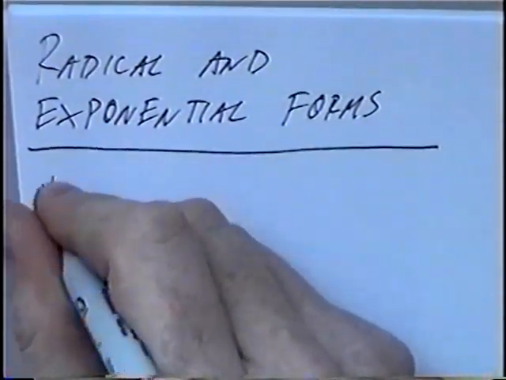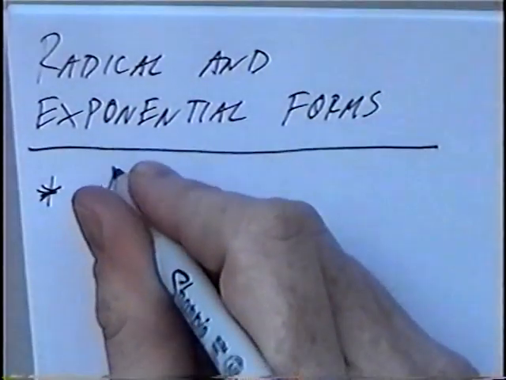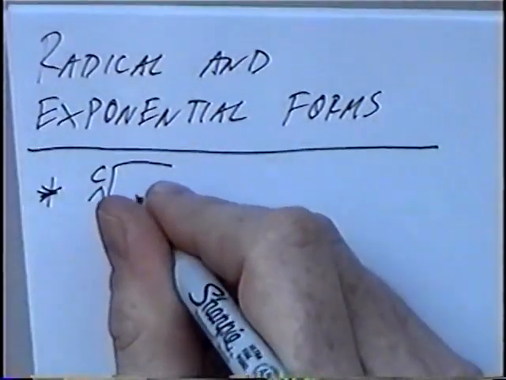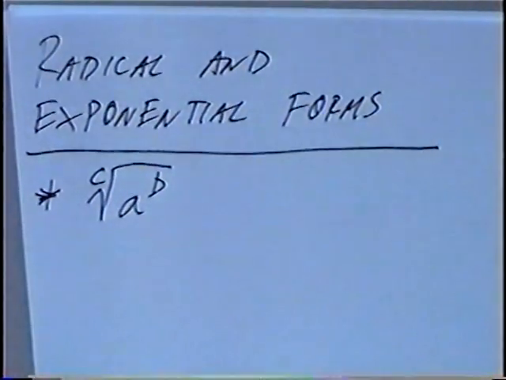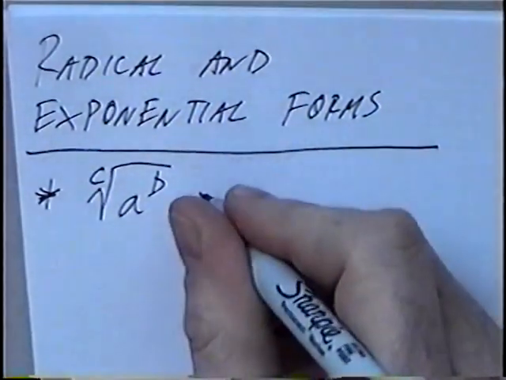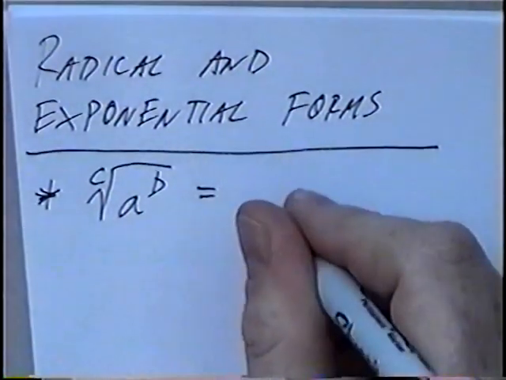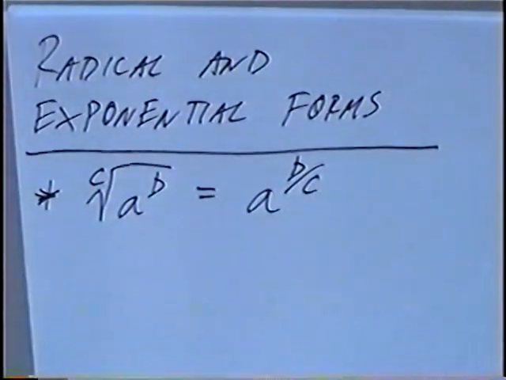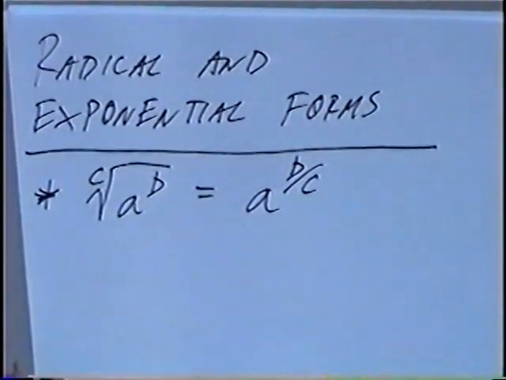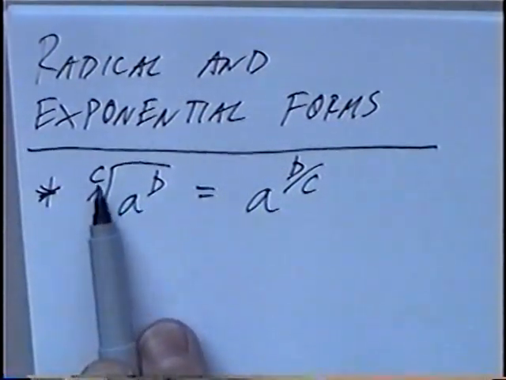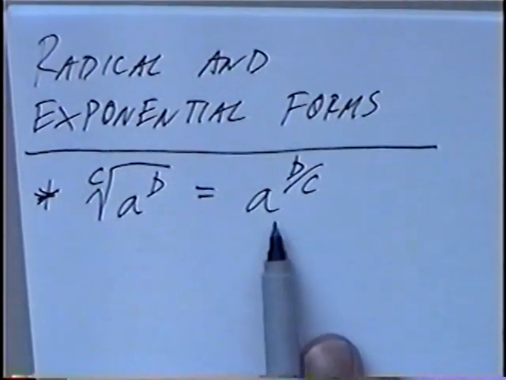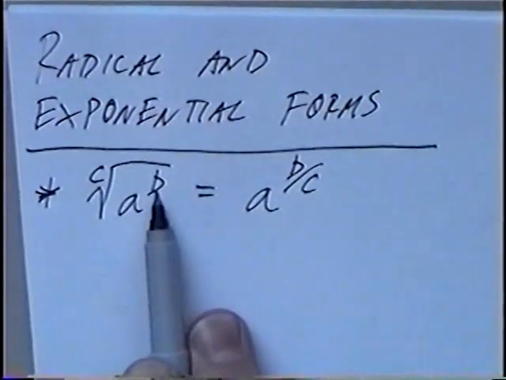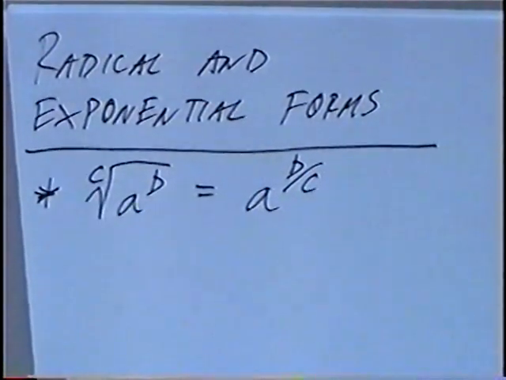One definition or formula for this section. A radical sign will have the c root on the outside, and inside we'll have a to the power of b. So the c root of a to the b is equal to a to the exponent of b over c. So taking a radical form, we can take the exponent inside divided by the root number, or we can also take the exponent form and take a fraction with the numerator and denominator, with the numerator being the exponent and the denominator being the power of the root.